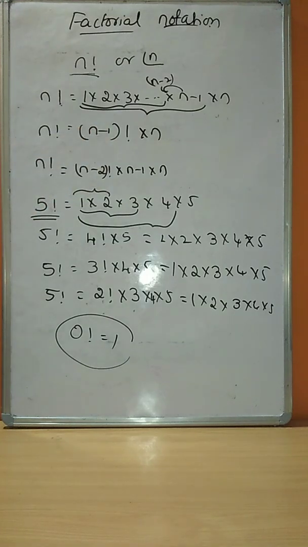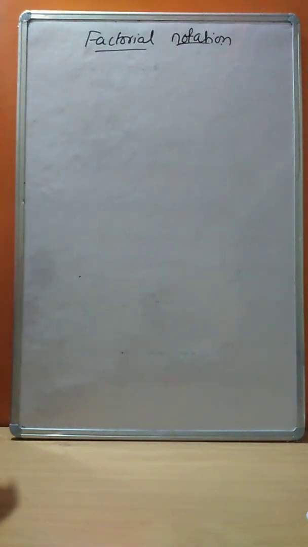In this way, we have to write the factorial notation. If you know this, then we can easily go for finding the permutation and combination. In the next class, we will start the permutations. Okay. Now you know what is the meaning of a factorial.